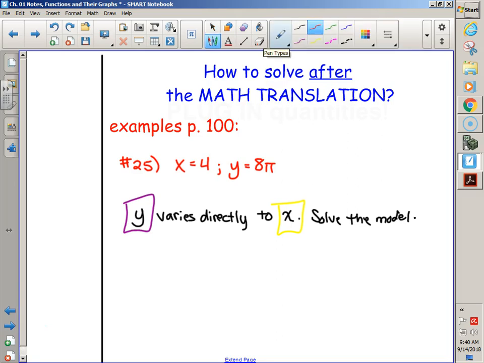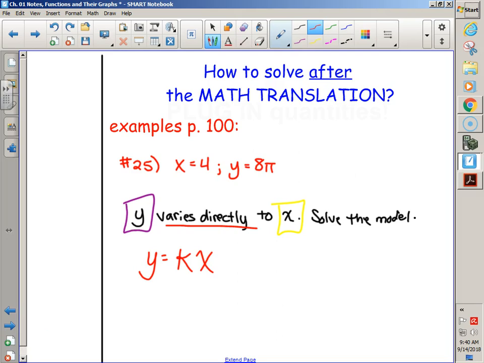Because I can't even think about using the 4 or the 8 pi until I have a model, until I have an equation. So what equation do I start with? Based on the wording. Equals. I heard it, k times. So I have to get the model first, and once I have the model, then I use it. Well, how do I use it?